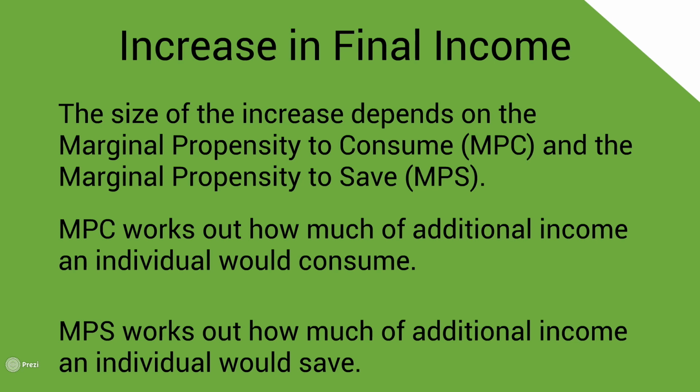When an individual has an increase in income, there are two choices this consumer can make. They need to decide how much of the income to consume, which is represented by the marginal propensity to consume, and how much of this income they wish to save, which is represented by the marginal propensity to save. Let's have an example.